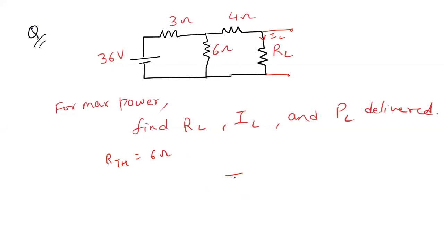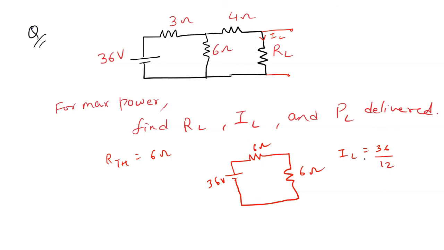So now I have this particular simplified circuit. This is my 6 ohms. According to the maximum power transfer theorem, this should also be 6 ohms. And this is my 36 volt. Now what is IL? It should be 36 by? Because they are in series, 12. So what did you get? 3, sir. So 3 amperes.